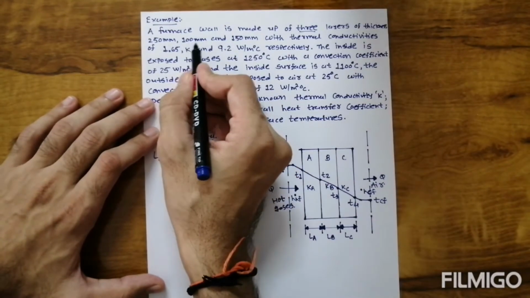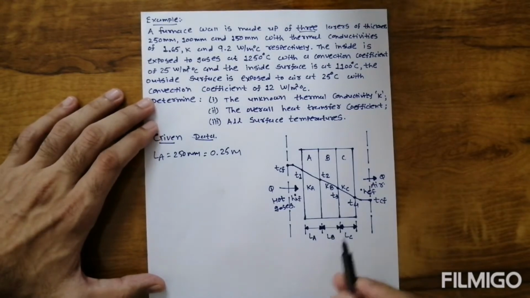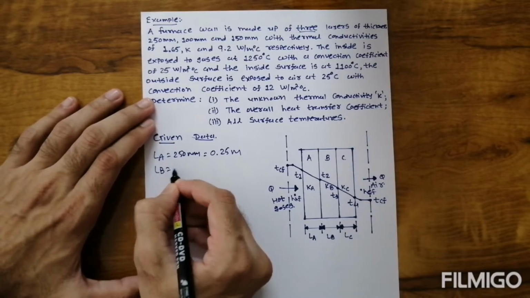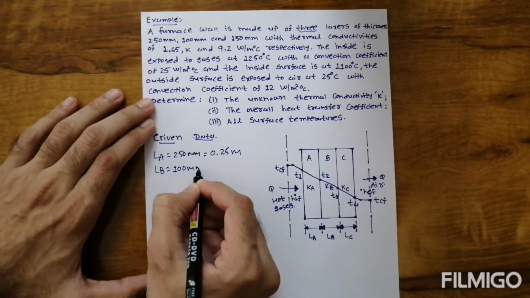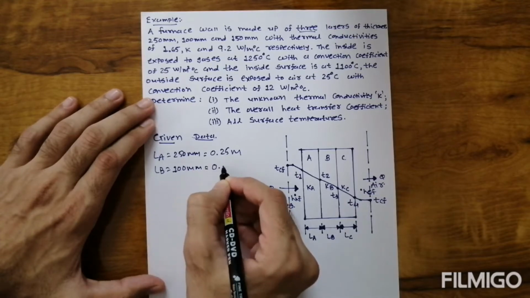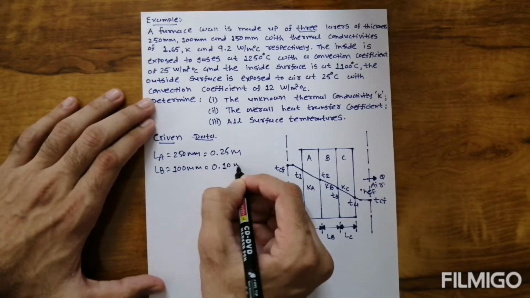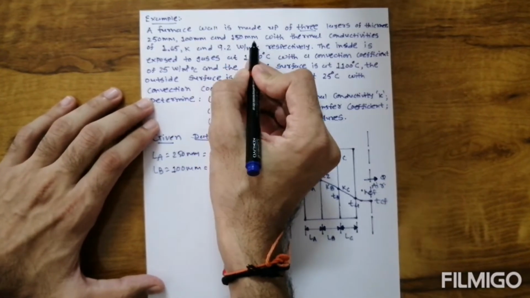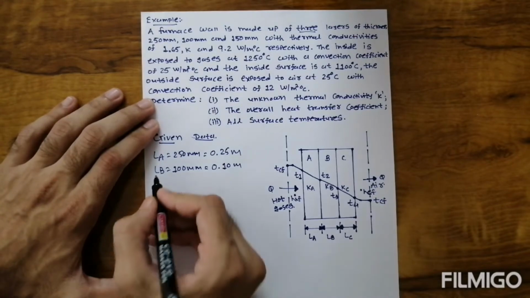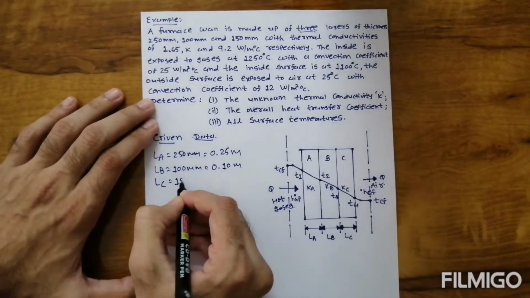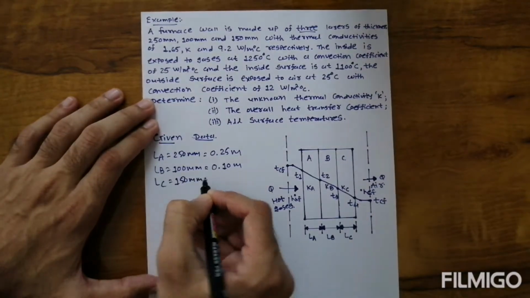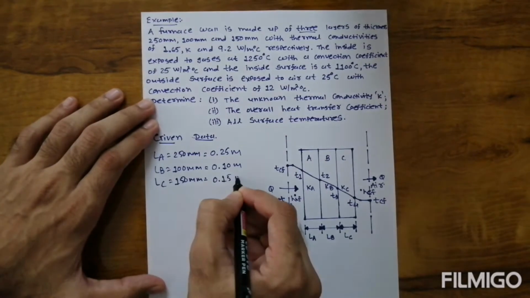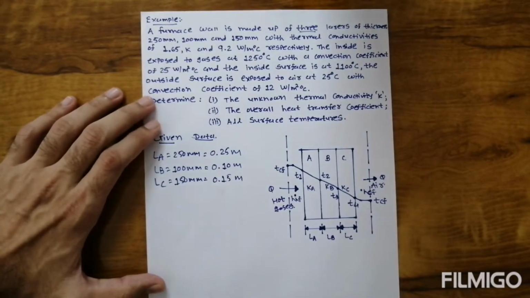Then 100 mm thickness of the second layer is given, so LB is equal to 100 mm. Converting into meter, it will be 0.10 meter. Okay, and then 150 mm for the third layer thickness is given, so LC is equal to 150 mm, so it will be 0.15 meter. Converted into meter.